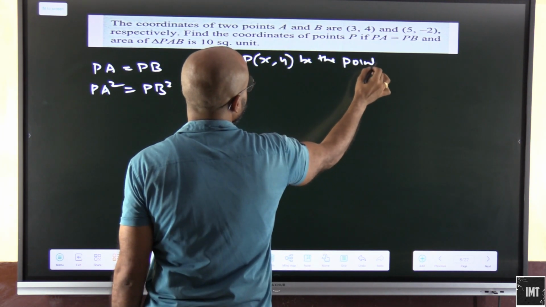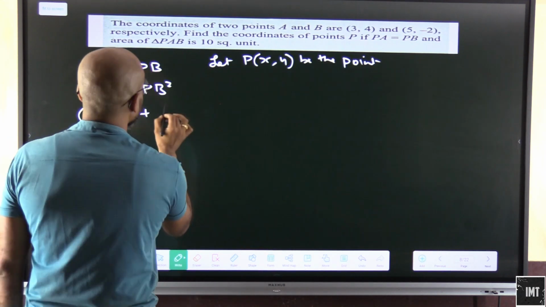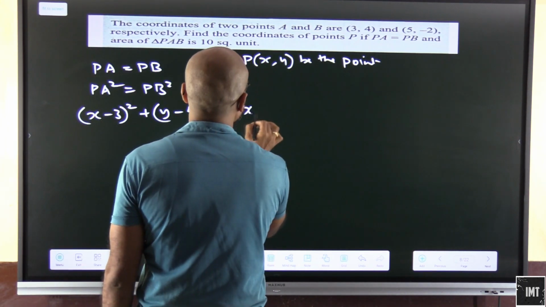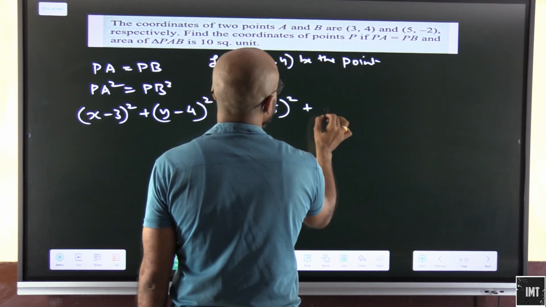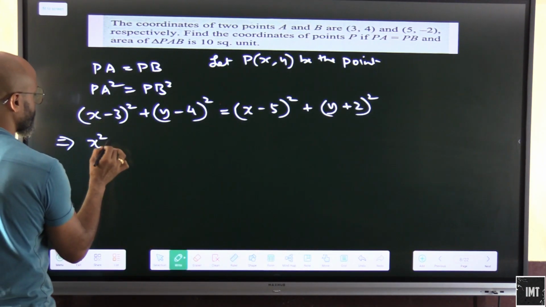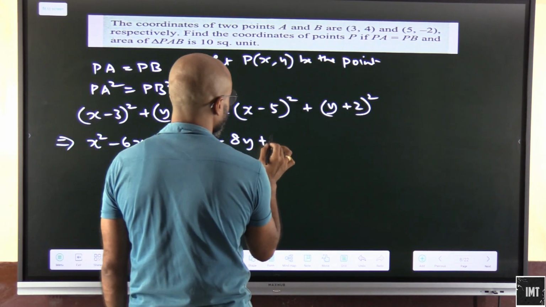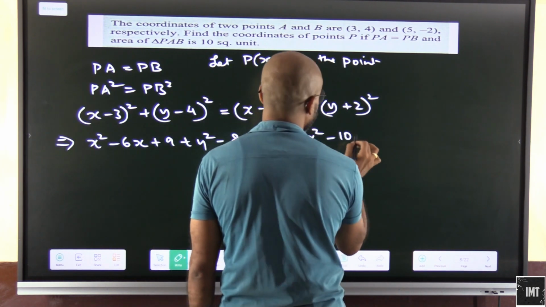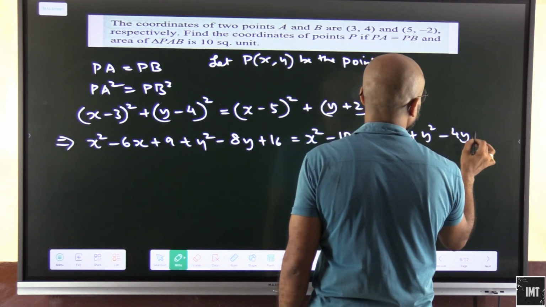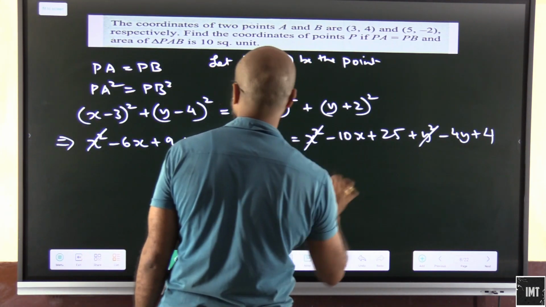Here PA² by the distance formula is (x - 3)² + (y - 4)² = (x - 5)² + (y + 2)². Resolving this we will have x² - 6x + 9 + y² - 8y + 16 = x² - 10x + 25 + y² - 4y + 4. So x² gets cancelled, y² gets cancelled.